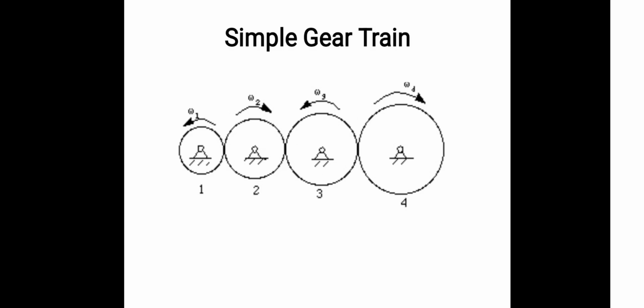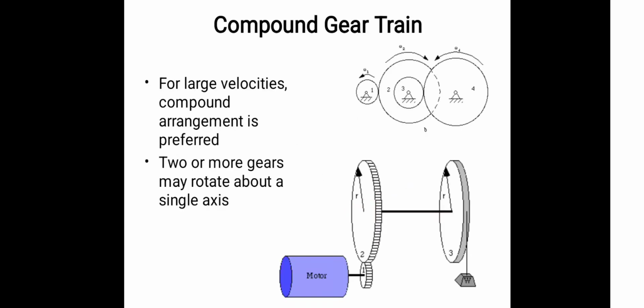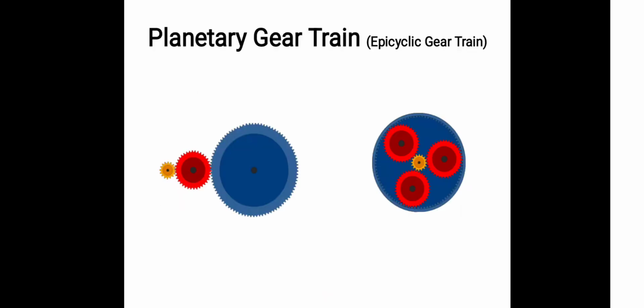This figure shows a simple gear train. One gear is joined with another gear, then another gear is connected, then another. Likewise we can combine the gears, which is called a simple gear train. In a compound gear train, a number of parallel shafts are used to transmit power. The input shaft and output shaft carry one gear only, while the intermediate shaft carries two or more gears. Then planetary gears, another name for which is epicyclic gear trains.